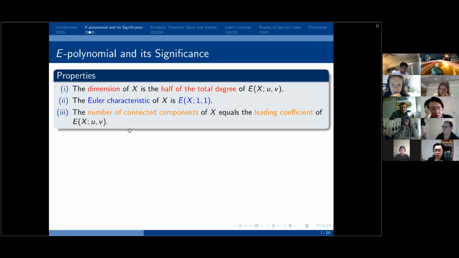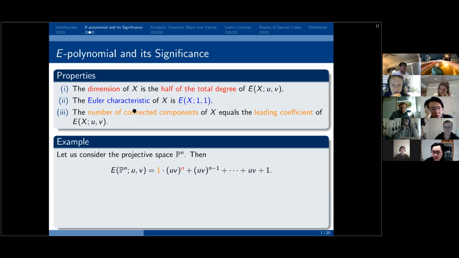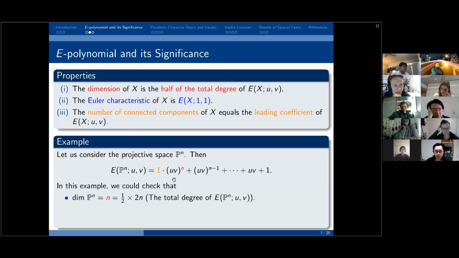And here are some simple examples about checking these properties. Thus, we can consider the projective space P^n, and then its E-polynomial is computed like this. And then we can see that the dimension of this P^n is n, which is the same as half of 2n. Here, 2n is the total degree of this E-polynomial.